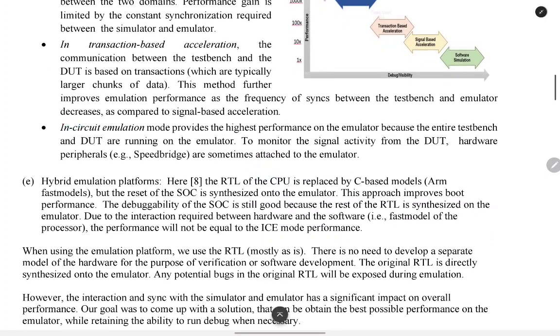In-circuit emulation mode provides the highest performance on the emulator because the entire test bench and DUT are running on the emulator. To monitor the signal activities from the DUT, hardware peripherals, for example, speed bridges, are sometimes attached to the emulator.